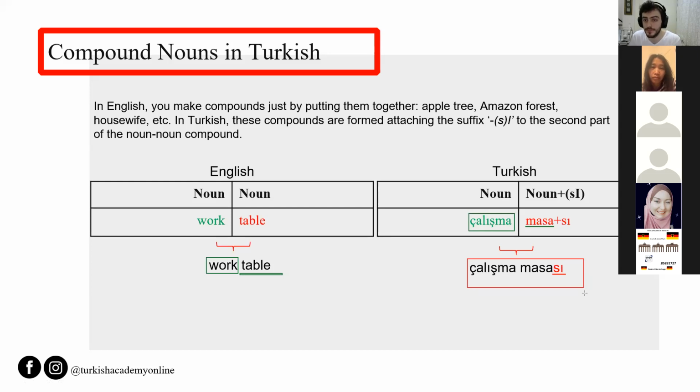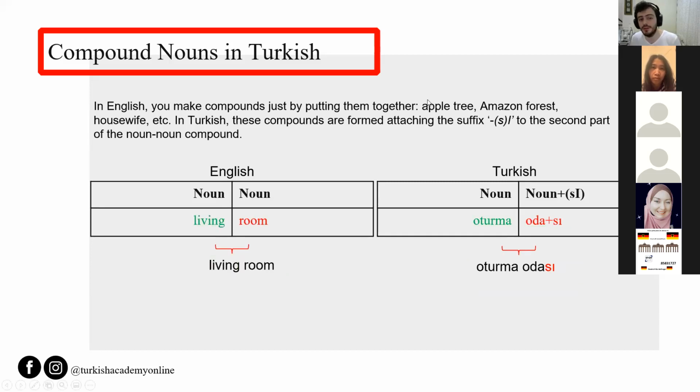That's the idea. Let's see another example. Over here, I have the word living room. And in English, it is this living room. There's no extra suffix at the end. But in Turkish, I have the word oturma, which literally means sitting, actually, but we can consider this as living. And then I have the word oda, which basically means room. And then at the end, I have this sı, oturma odası.